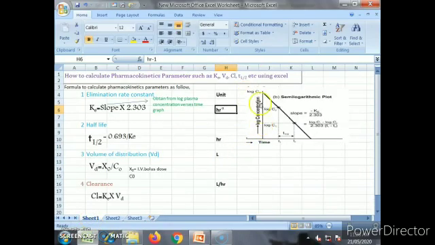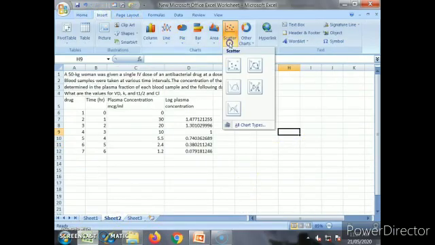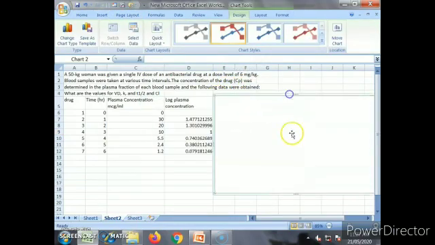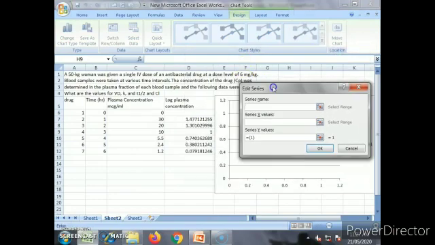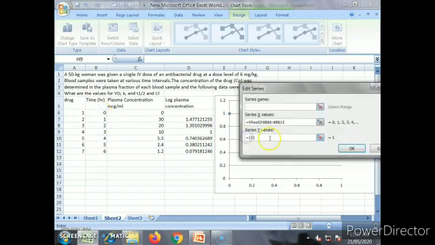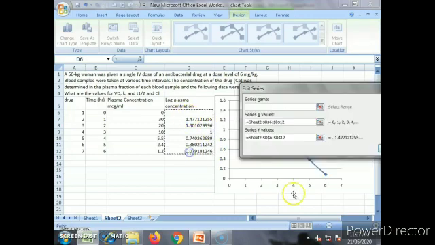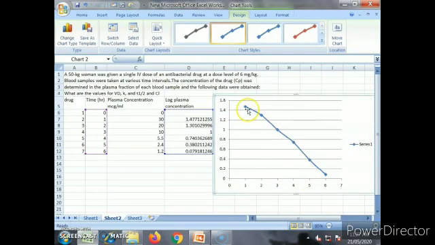Now we will draw the graph, log concentration versus time. For this we have to go to insert, scatter, add the value, select data, add. At the x-axis we have to add the time, and at the y-axis it will be the log plasma concentration. Okay, so in this way we have got this graph.